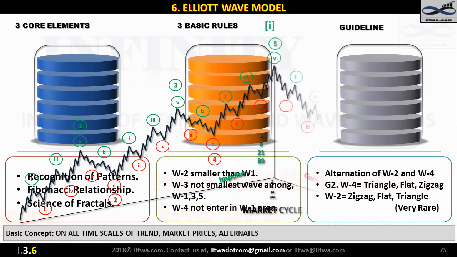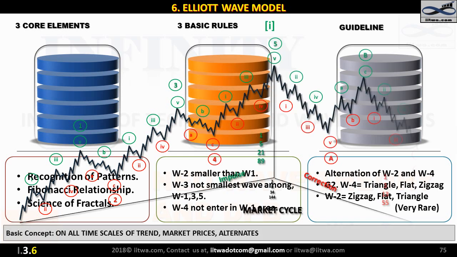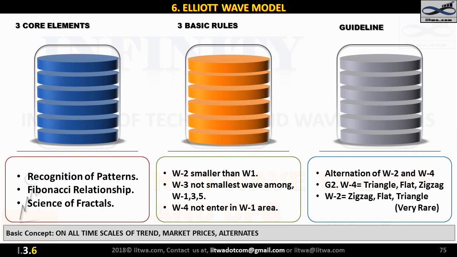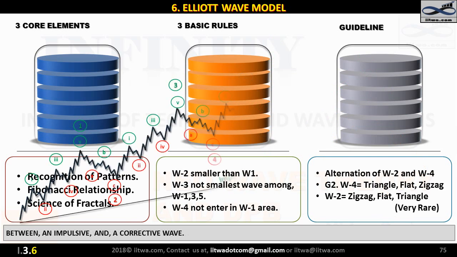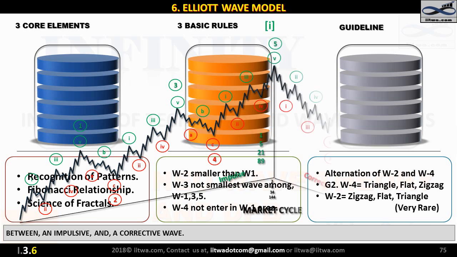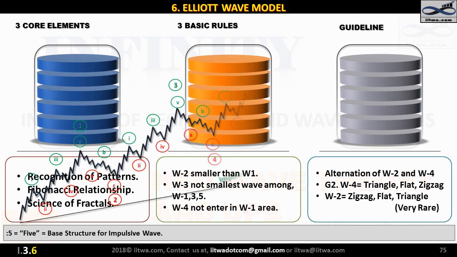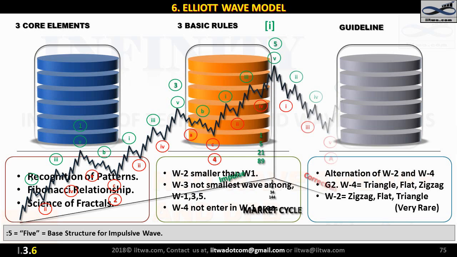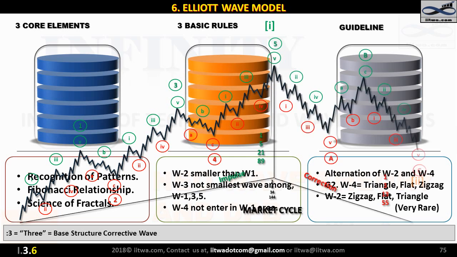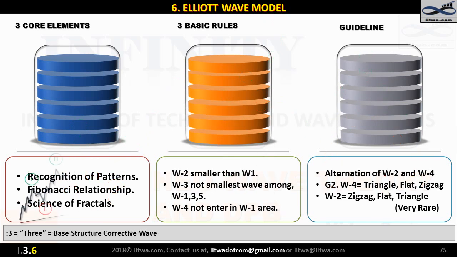The basic concept of the Elliott wave model is that, on all time scales of trend, market prices alternate between impulsive and corrective wave cycles. In this wave model, we will use colon 5 to show the base structure of an impulsive wave and pronounce it 5, while colon 3 will be used to show the base structure of corrective waves and pronounced 3.